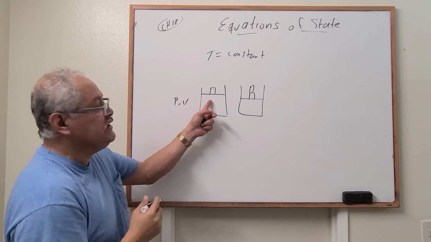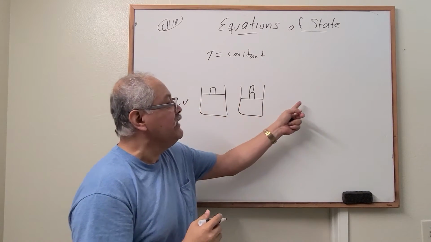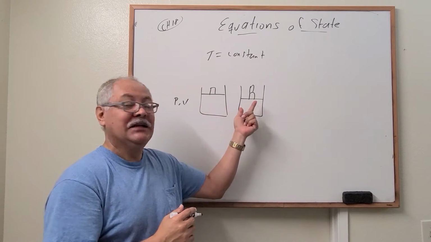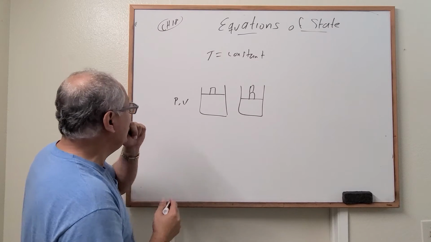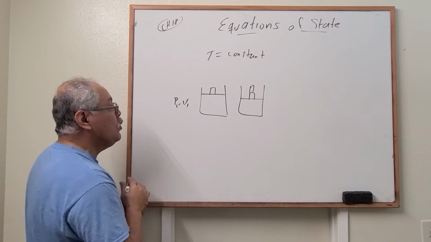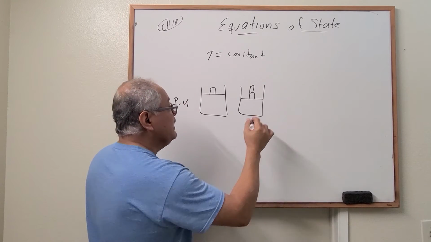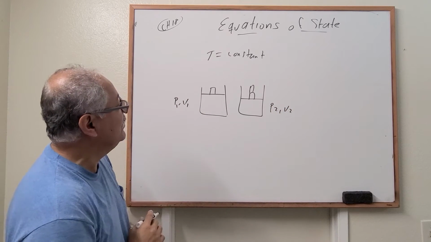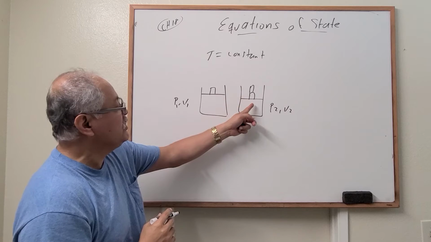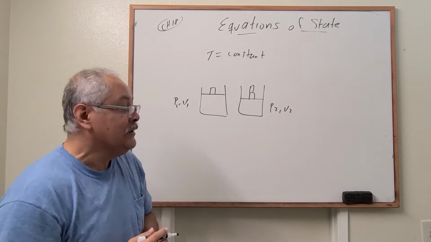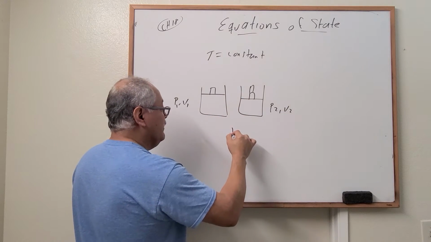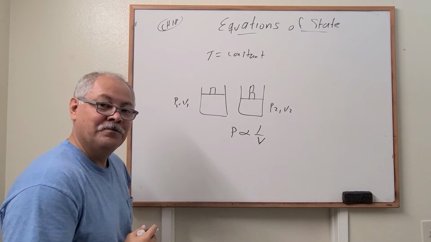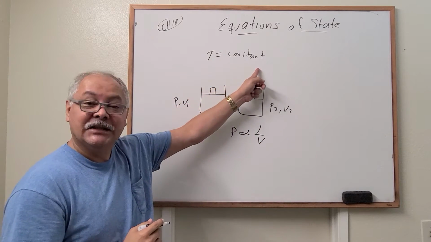At the beginning, initially, we call this a state. So we have the first state and the second state. What happens in the first state? Well, we have this condition, pressure 1, V1. In the second state, we have pressure 2 and V2. Of course, if we increase the pressure, the volume decreases. So what do we have then? The pressure is inversely proportional to the volume at constant temperature.